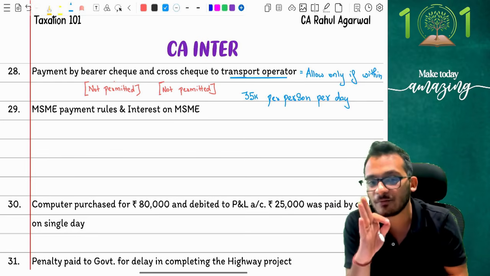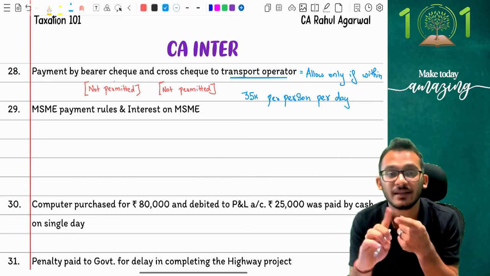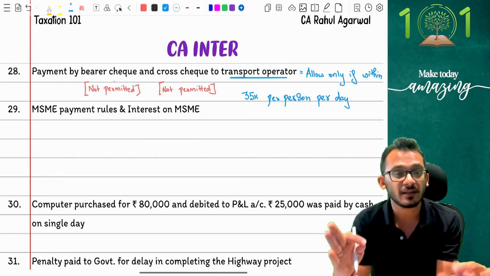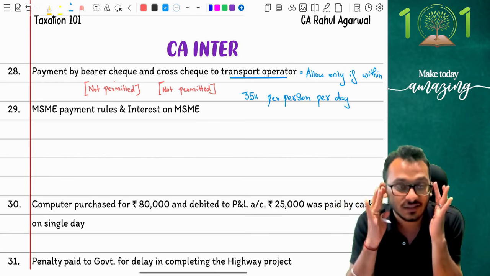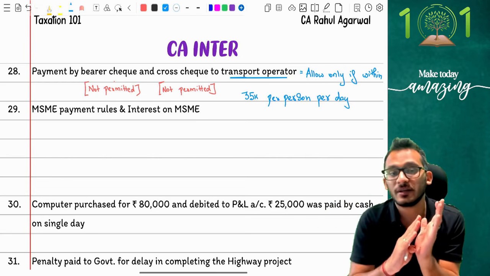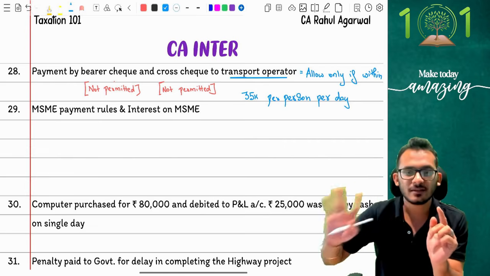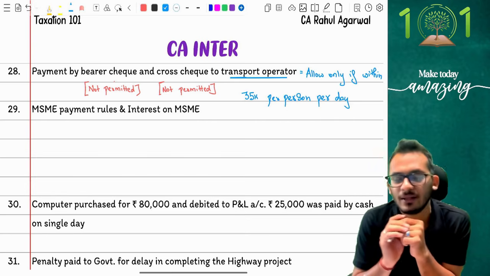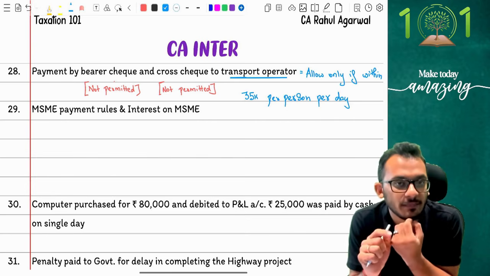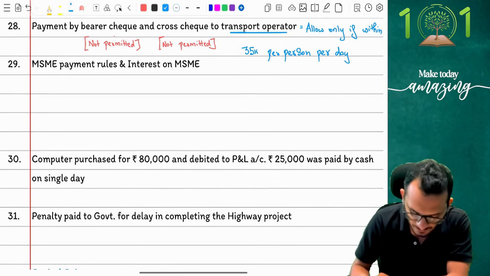Yes, so be extremely careful on these conditions, people. Be very, very mindful that a bearer cheque and crossed cheque is also not considered a permitted mode and will trigger Section 43 conditions, which means if it was not a transport operator, I would have restricted to 10,000, but because it is a transport operator, I'm restricting to 35,000, and that's what the provisions are. Clear with me on this? Yes, be very, very careful on this adjustment.